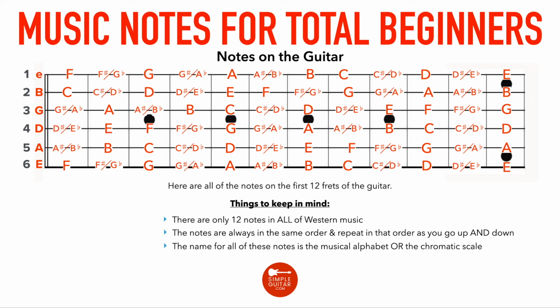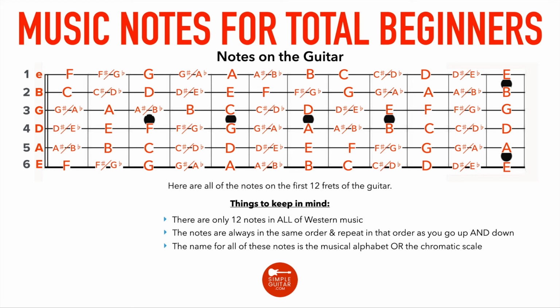Now, the name for all of these notes is the musical alphabet, or it also gets called the chromatic scale, okay? Now, in music, we use scales a lot, and the chromatic scale is the most basic scale.